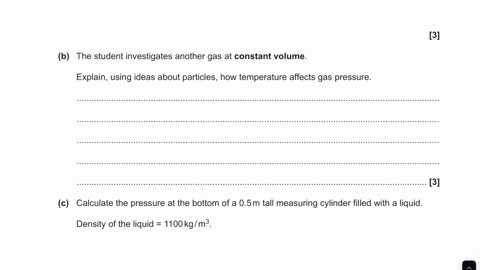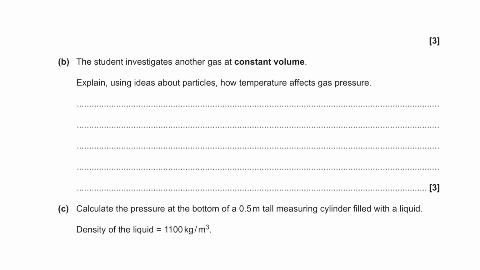Then part B, the student investigates another gas at constant volume, and we must explain using ideas about particles how the temperature affects the gas pressure. Pressure increases with temperature when the volume is constant, and kinetic energy of the particles increases due to increase in temperature, and more collisions take place with the container's walls, and that's how pressure increases.